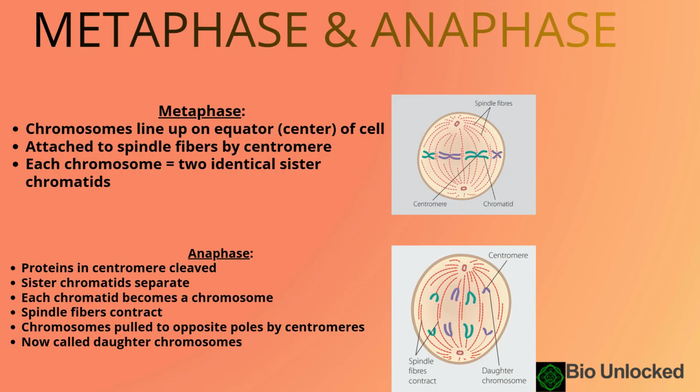Anaphase begins when proteins in the centromere are cleaved, allowing the sister chromatids of the chromosome to separate. Now each chromatid basically becomes a chromosome. Spindle fibers contract, and chromosomes are pulled by the centromere to opposite ends of the cell. As sister chromatids separate, they're now called daughter chromosomes, pulled towards opposite poles with movement assisted by the centromere.